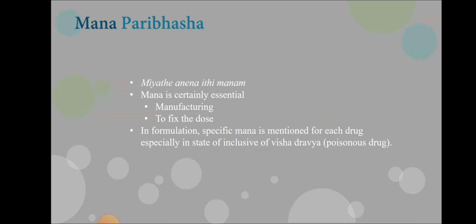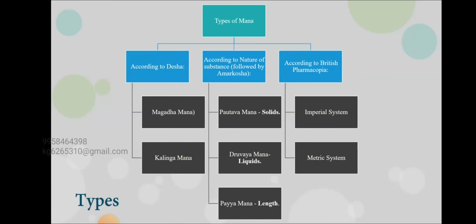In manufacturing as well as to fix the dose, Mana is very essential. In a formulation, specific Mana is mentioned for each drug, especially in formulations inclusive of Vishadravya. If the formulation contains Vishadravya, the Mana, the quantity of the material, is very, very important. So in that way, Mana is very important in formulating a compound.